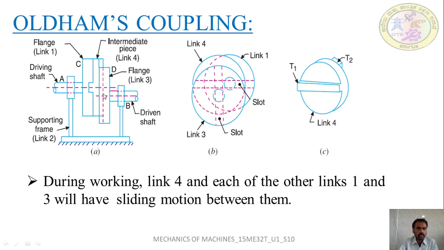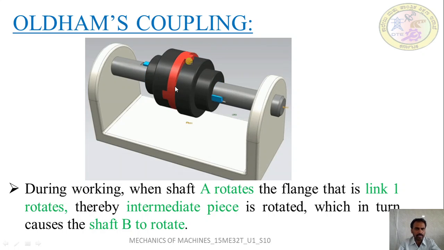So here during the rotation, as said, the intermediate piece, that is link 4, will slide in the slots of the flanges. During the working, this intermediate piece will slide in the slots of link 1 and link 3. You can see the animation here clearly. One shaft forms the driving shaft, and one more shaft forms the driven shaft. This is flange 1, and this is flange 3, and this is the intermediate piece.